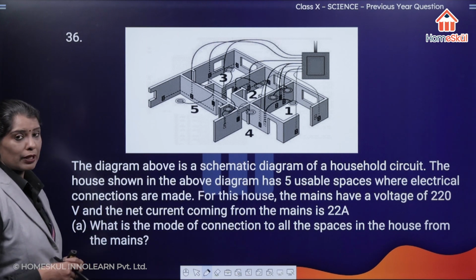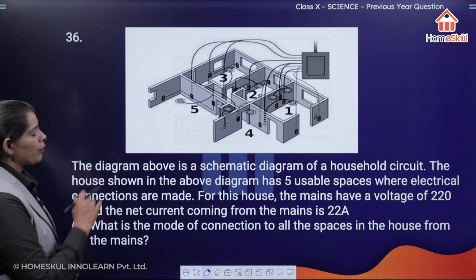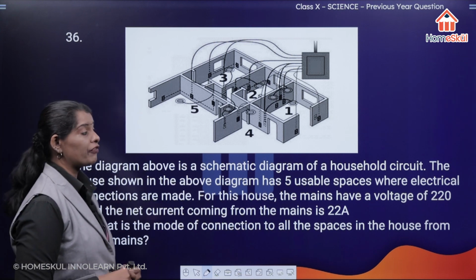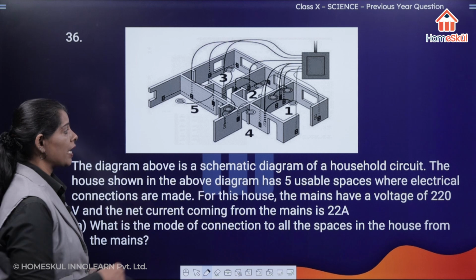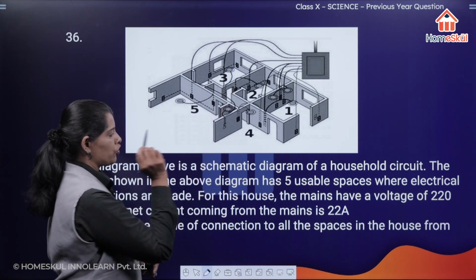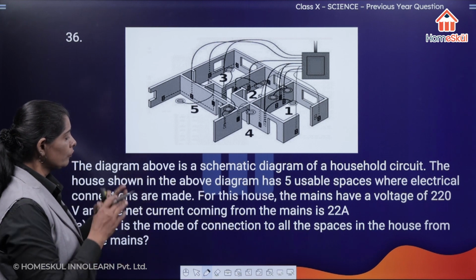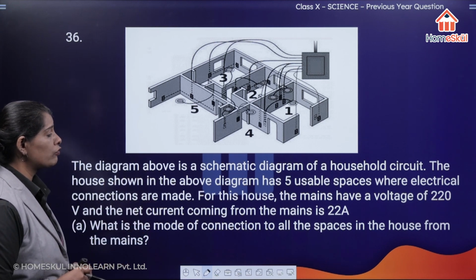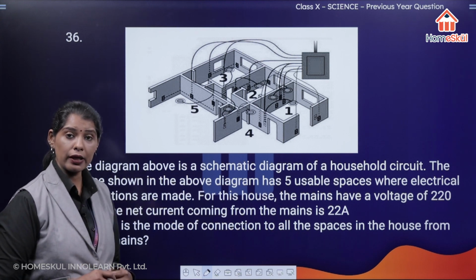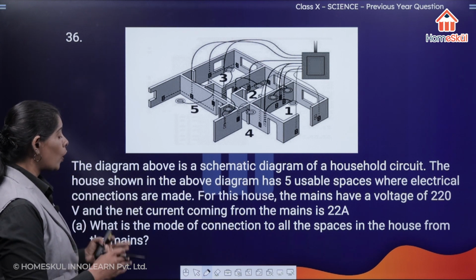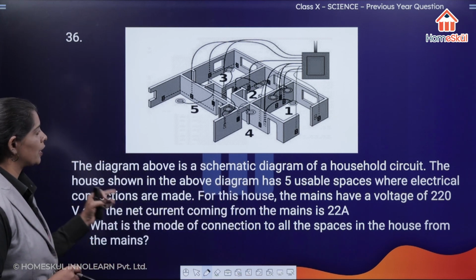Okay, we have question number 36 wherein a household circuit is shown. The diagram above is a schematic diagram of a household circuit. The house shown in the above diagram has 5 usable spaces as mentioned here, wherein electrical connections are made. For this house, the mains have a voltage of 220 volt and the net current coming from the mains is 22 ampere. What is the mode of connection to all the spaces in the house from the mains?